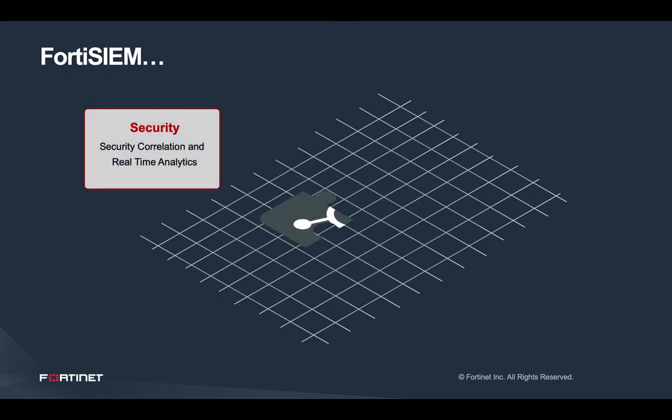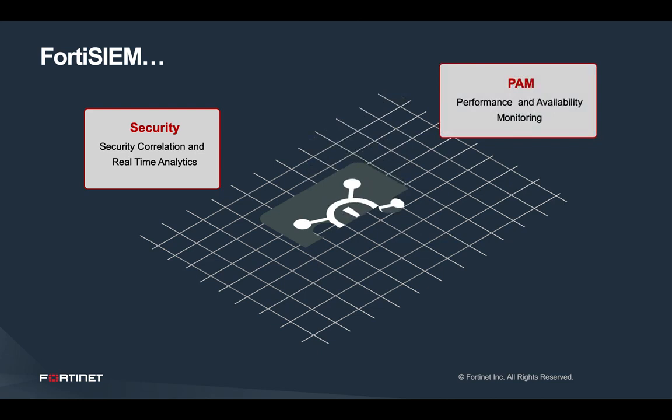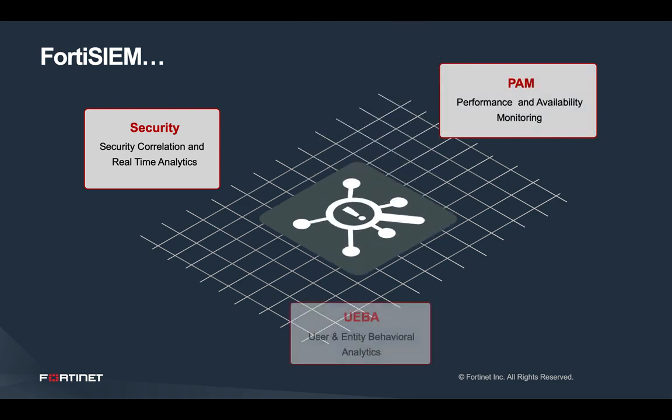FortiSIM brings together security correlation and real-time analytics, performance and availability monitoring, user and entity behavioral analytics. Let's start with security correlation. In a typical environment, you would have your FortiSIM receiving logs from devices within your organization. Routers, switches, firewalls, servers, they're all sending logs to FortiSIM. FortiSIM receives the logs, analyzes them, correlates them, and can generate incidents whenever required.